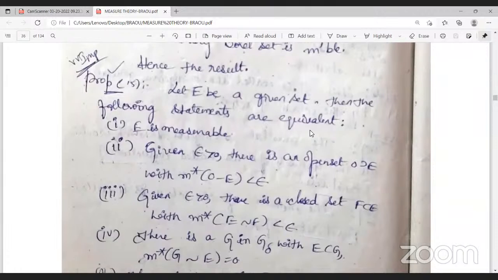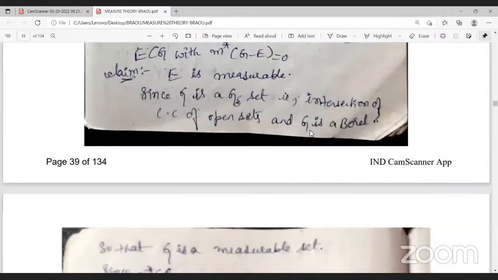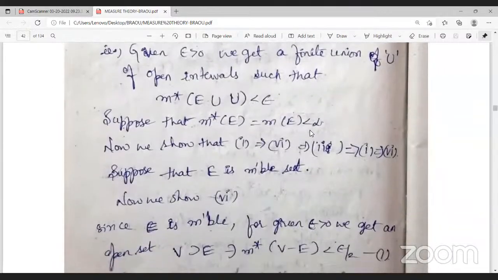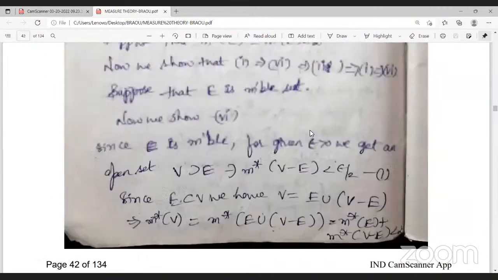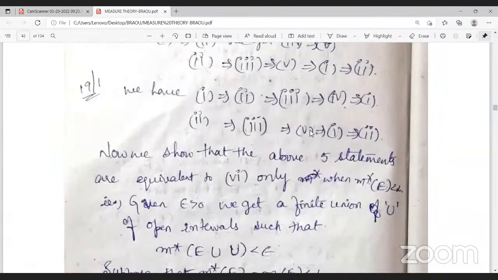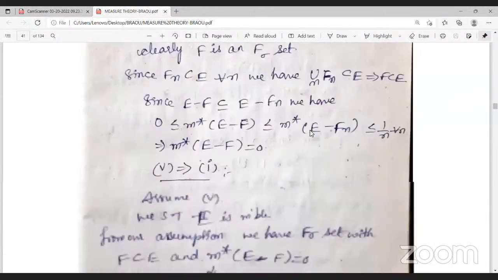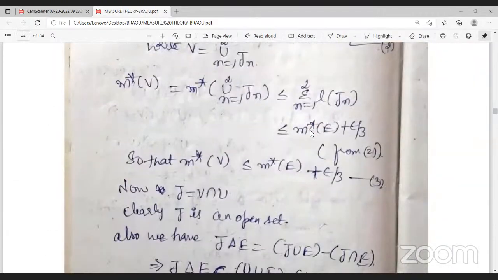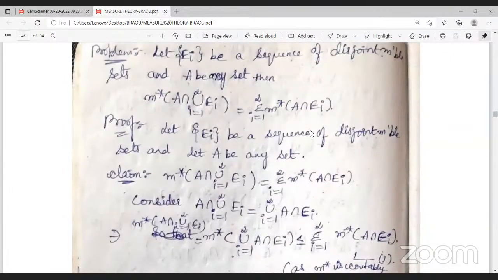Let E be a given set, then the following statements are equivalent. A intersection.